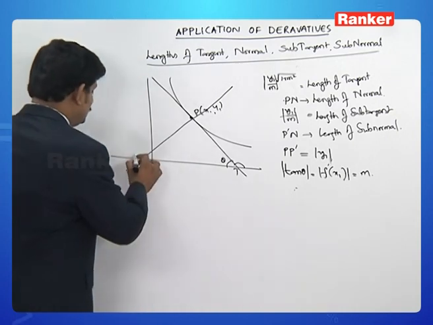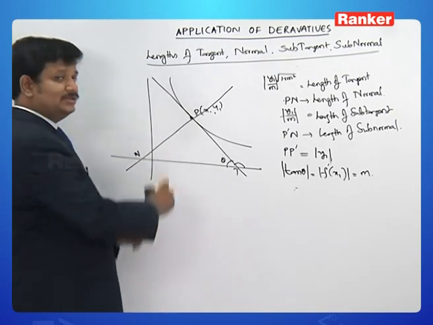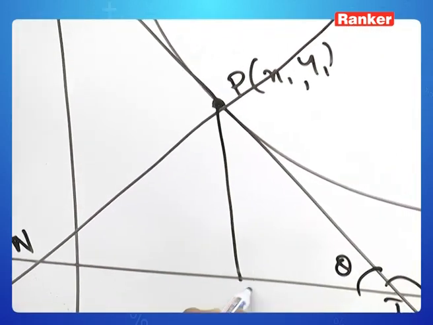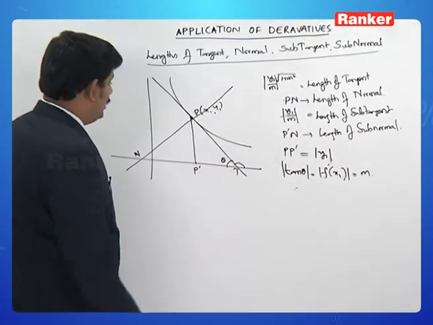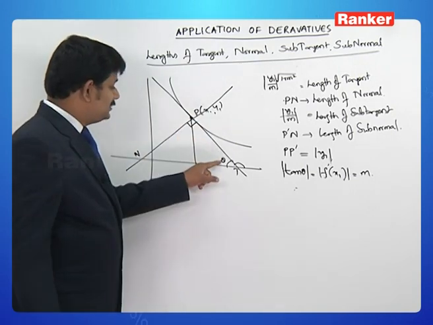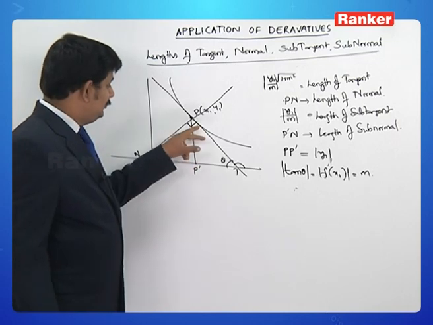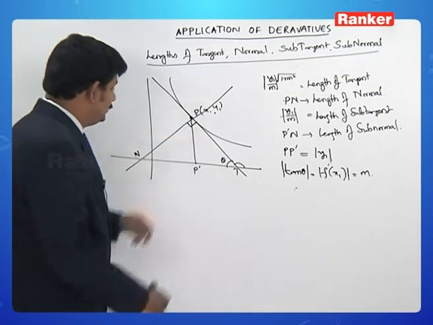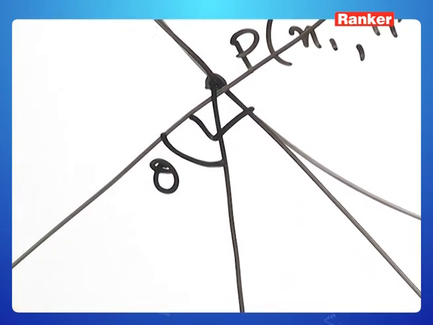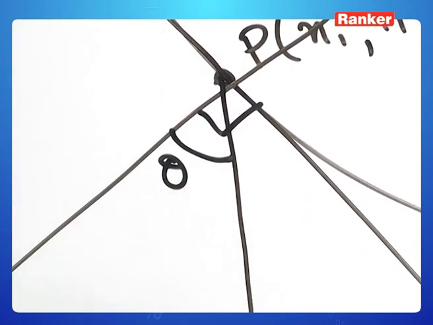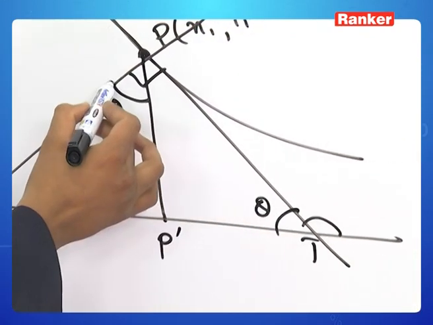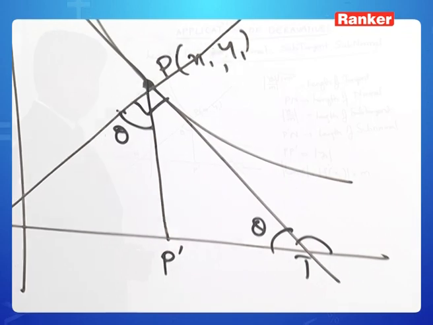Now our focus is on the length of the normal. PN is the length of the normal. We have drawn the projection from P onto this line P'. Now this is a right angle triangle. If this angle is theta, this angle would be 90 minus theta. That makes this angle theta. P'N and P'T are similar triangles. This angle being theta, this angle will also be theta.